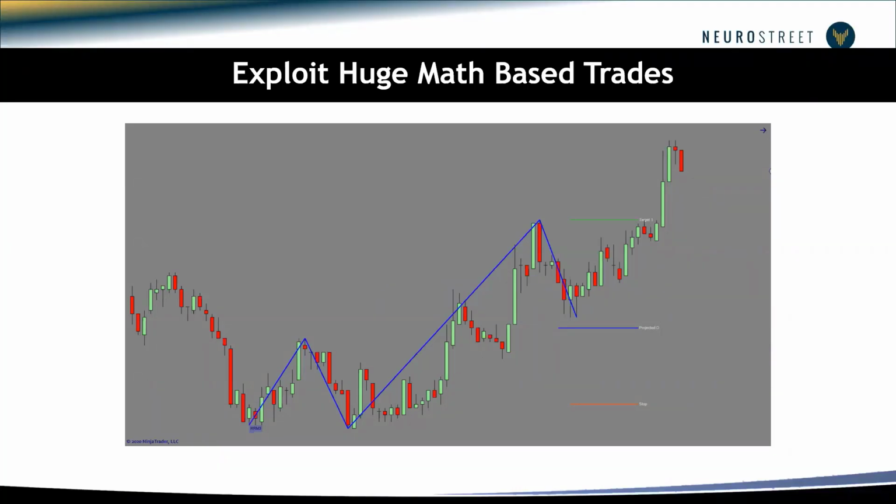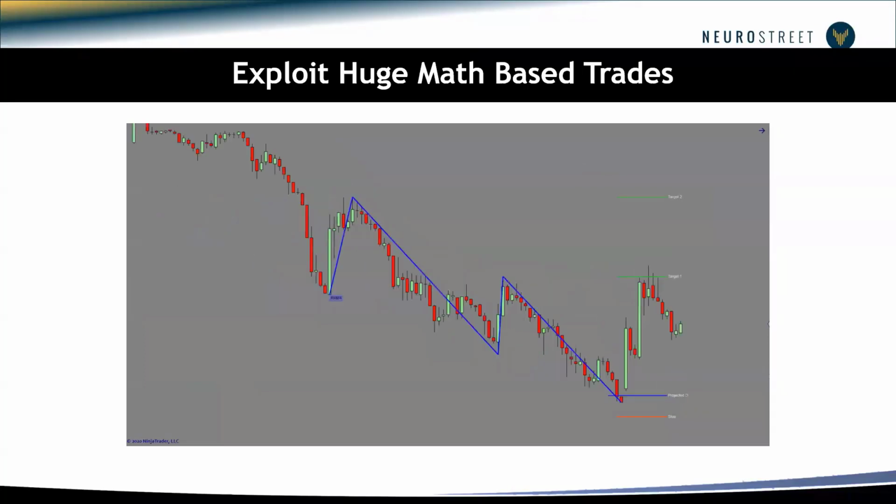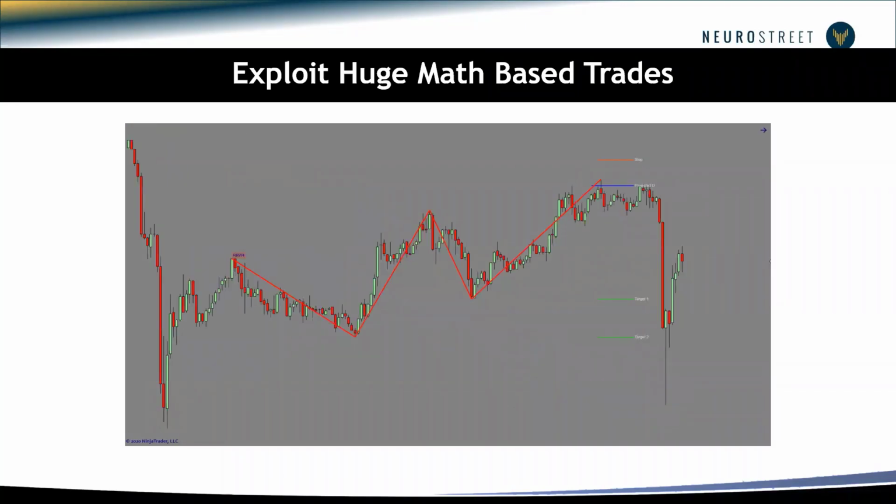This was the same one that happened today on the S&P, just for the short. This trade today happened on the S&P, and it was a big trade, projected D, hitting targets. Here's another one. This one came down, projected T, tight stop loss, tight stop on this trade. This is another one here, projected D, okay?